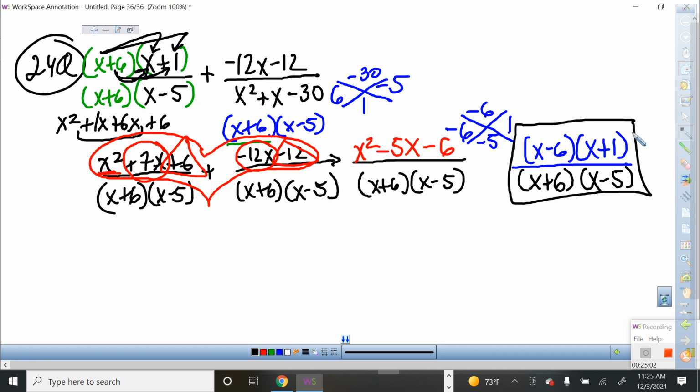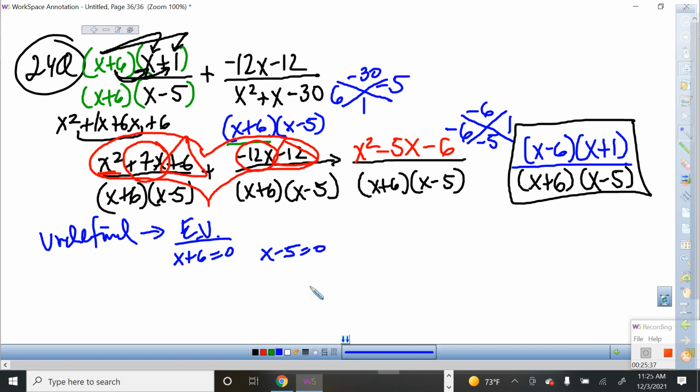However, on the instructions, they ask us, can you identify any number that makes this undefined? What does that mean, Mr. Q? Whenever you see instructions that say undefined, all it means is you need to check for what? Excluded values. So let's check for excluded values. So what do I write? X plus 6 equal to 0. What else? X minus 5 equal to 0.